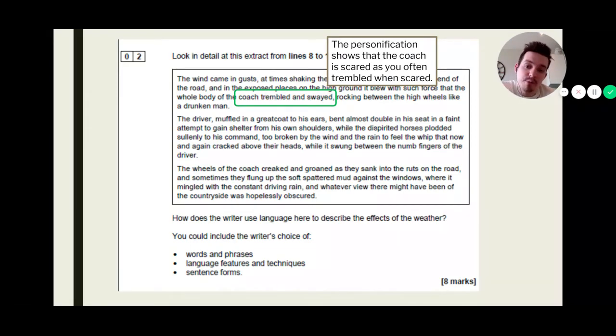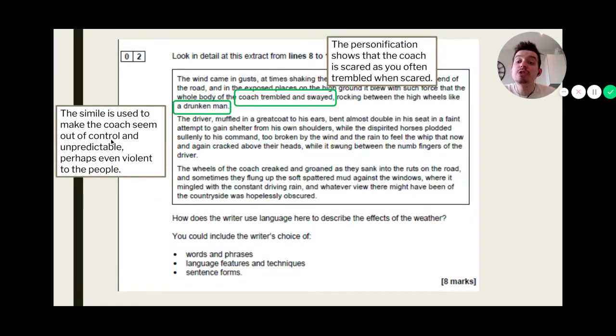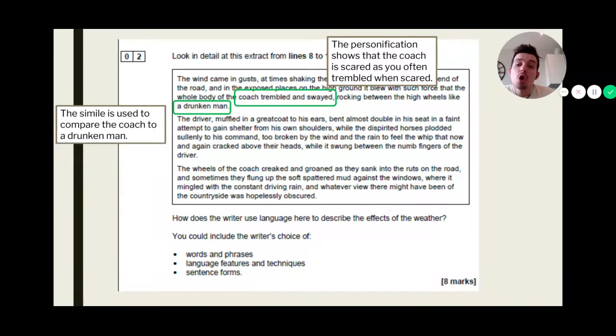So, two further examples that you could look at. "A drunken man, between the high wheels like a drunken man." Now, this is a simile, but as we've got here, the simile is used to compare the coach to a drunken man. Again, not very effective because all it is doing, like with the first example, is it just tells us what a simile is. A better version of this perhaps could be, the simile is used to make the coach seem out of control and unpredictable, perhaps even violent. We have said what the idea of a drunken man specifically does, rather than just saying what a simile is.